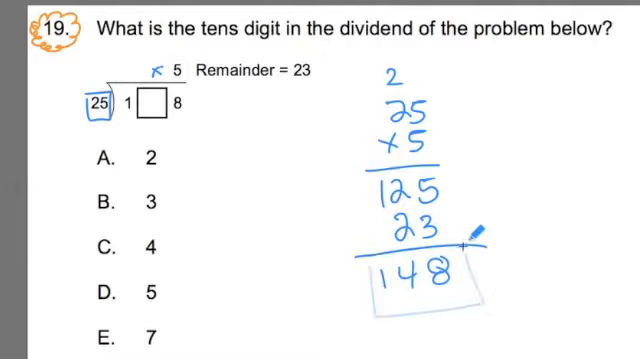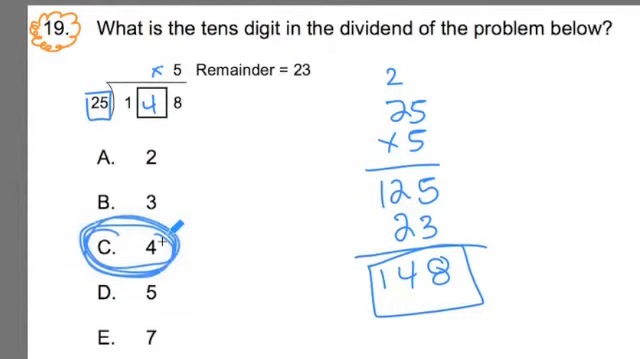So 148 is your dividend that when you divide it by 25, 25 goes into 148 5 times with 23 remaining. And you could check that, or you could just do this method here to get to the 148. And the digit in the tens place is the 4, or 40. But the digit itself would be the 4. So the answer here is C.